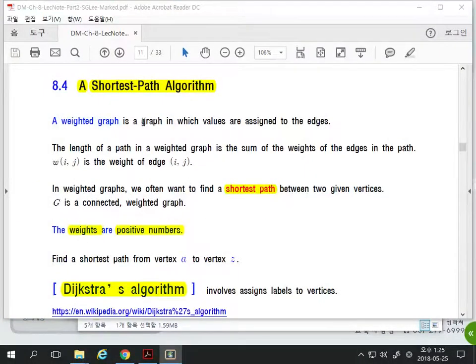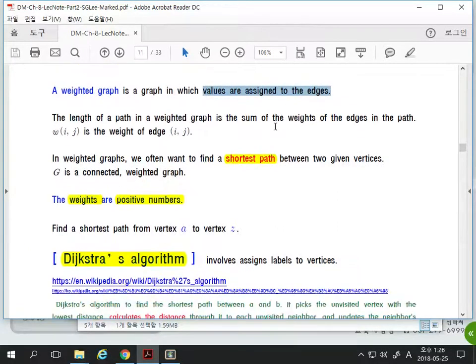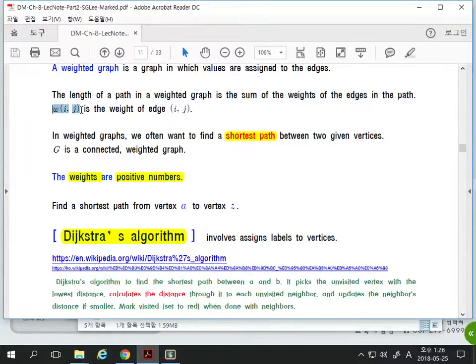Okay, section 8.4, the shortest path algorithm. A weighted graph is a graph in which values are assigned to the edges. The length of a path in a weighted graph is the sum of the weights of the edges in the path. This is the notation: the weight of the edge from vertex i to vertex j. In a weighted graph, we often want to find the shortest path between two given vertices.